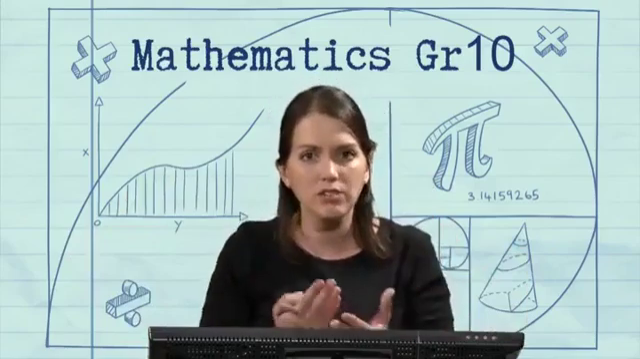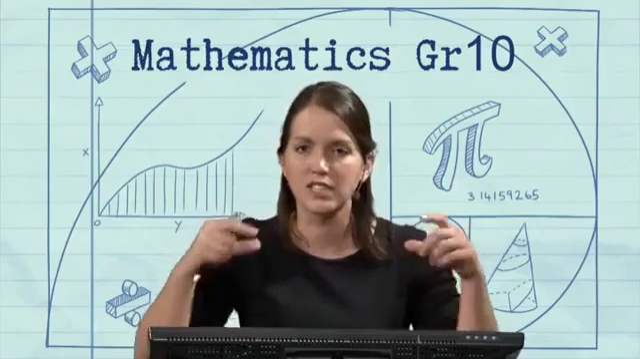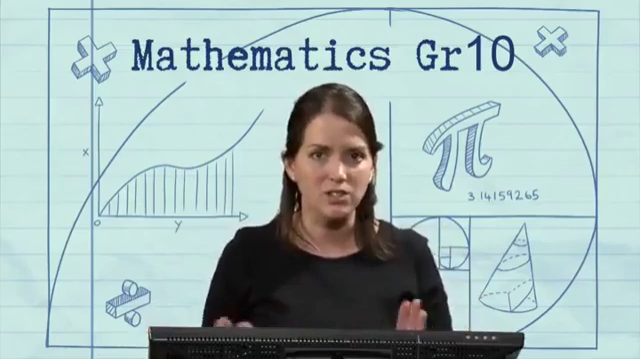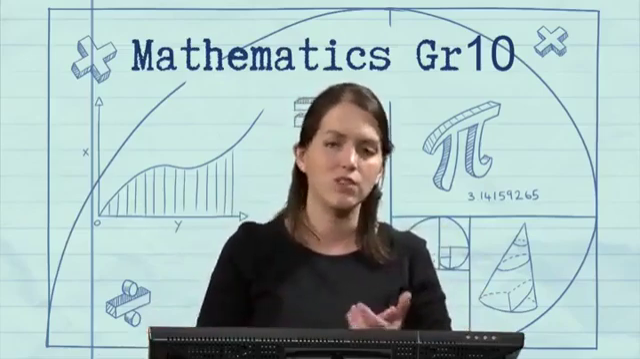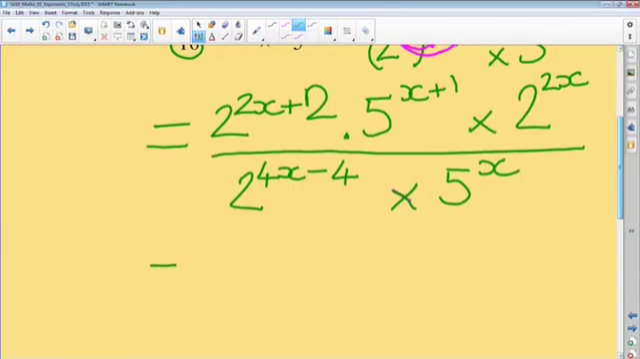Now remember, the only reason we can do this now is because we only have one term in the numerator and one in the denominator. And that means we don't have to factorize or anything like that. We can just straightforward apply the laws of exponents. Okay, so I'm going to start with 2. I've got, and let's put this in, there we go, 2 to the power of 2x plus 2.